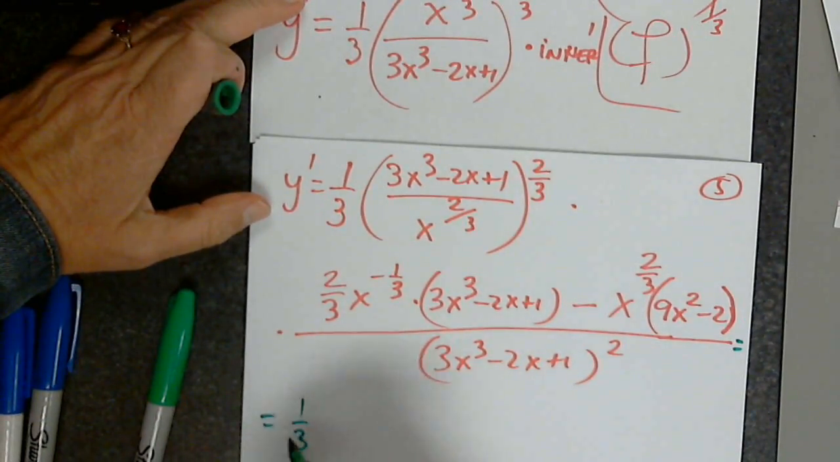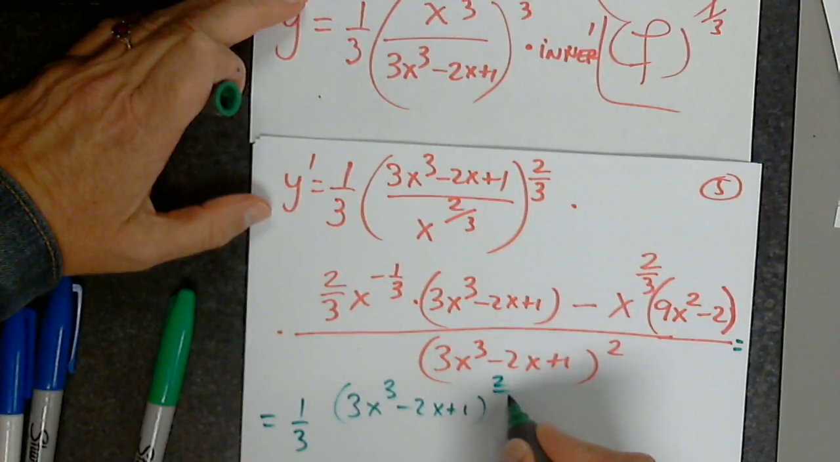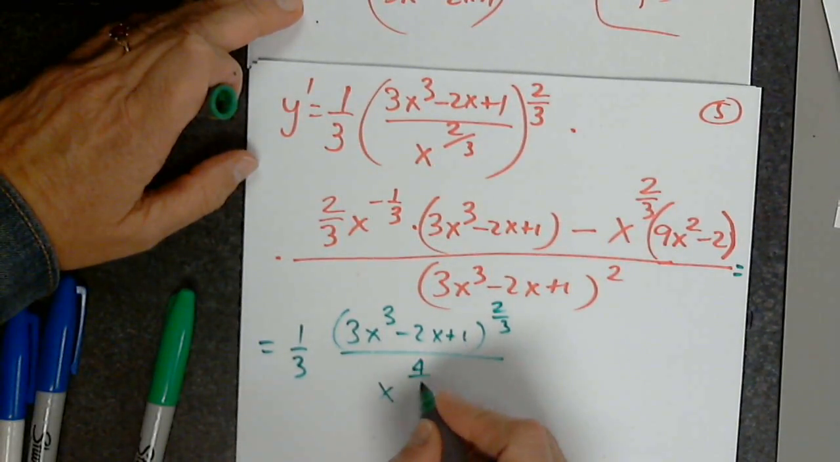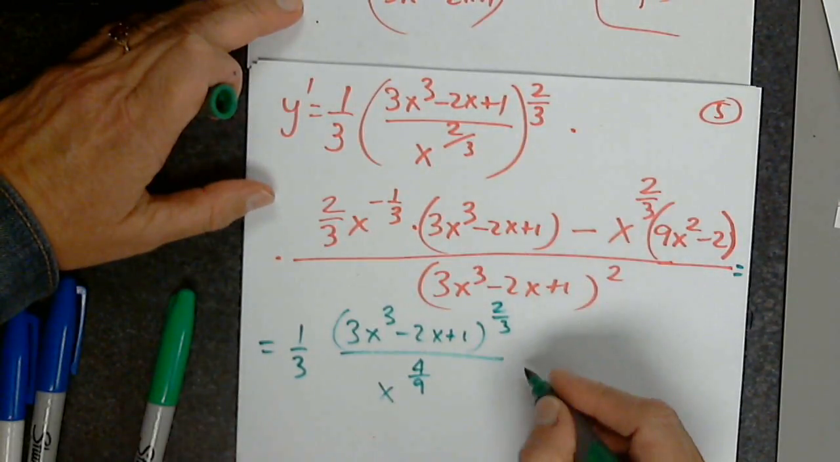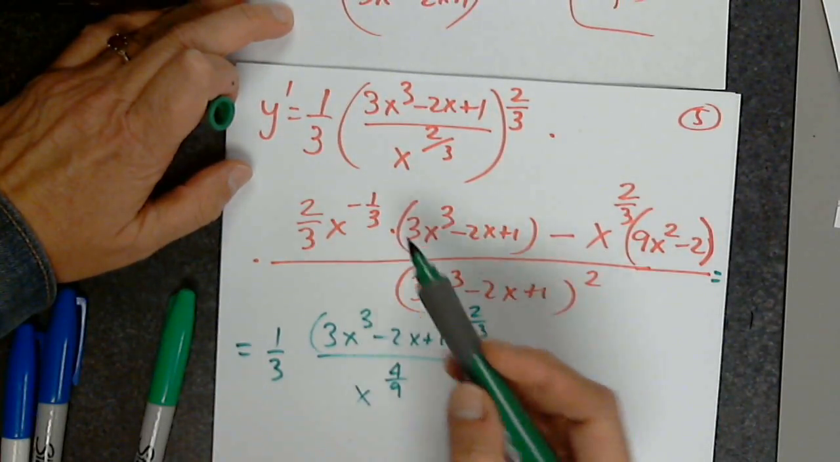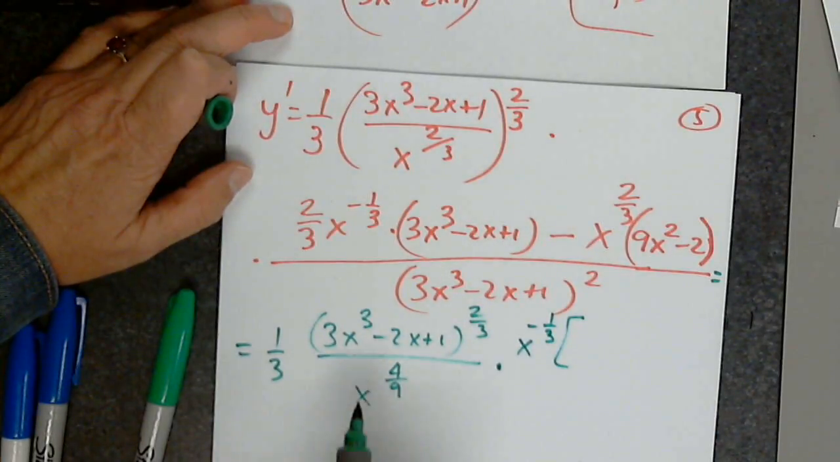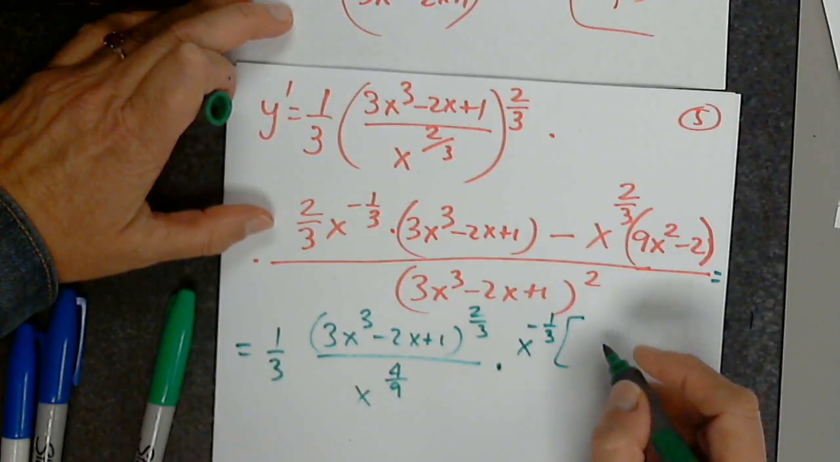So I have 1/3 in front. Then I have 3x to the third minus 2x plus 1 raised to 2/3 over x to 4 over 9, copy the base, multiply the exponents, 4 over 9, times, from here I'm going to factor out x to negative 1/3, I meant to say. So this is 2/3 times this.